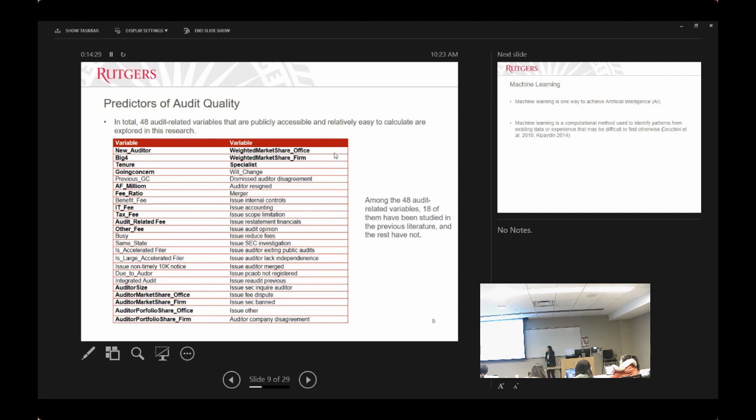Basically, this research just used the publicly available data here. You may argue that the hours or the effort the auditor spends on each engagement also relate to audit quality. However, that data is not available. It's private. So this research can only utilize the publicly available data out there. This is another limitation of this research.